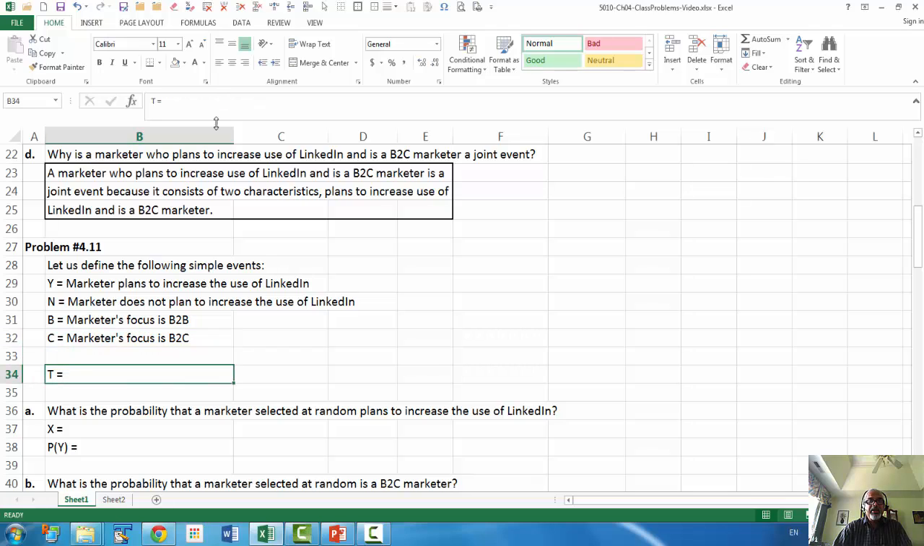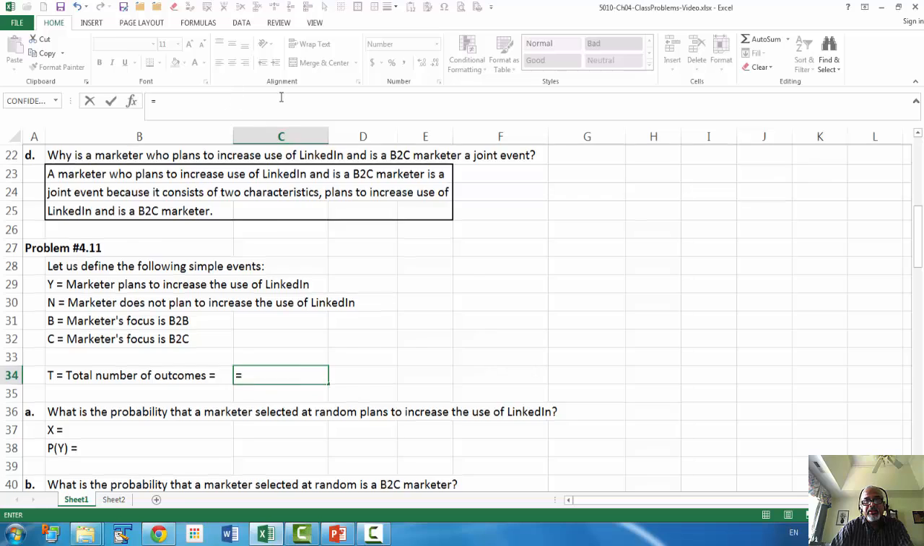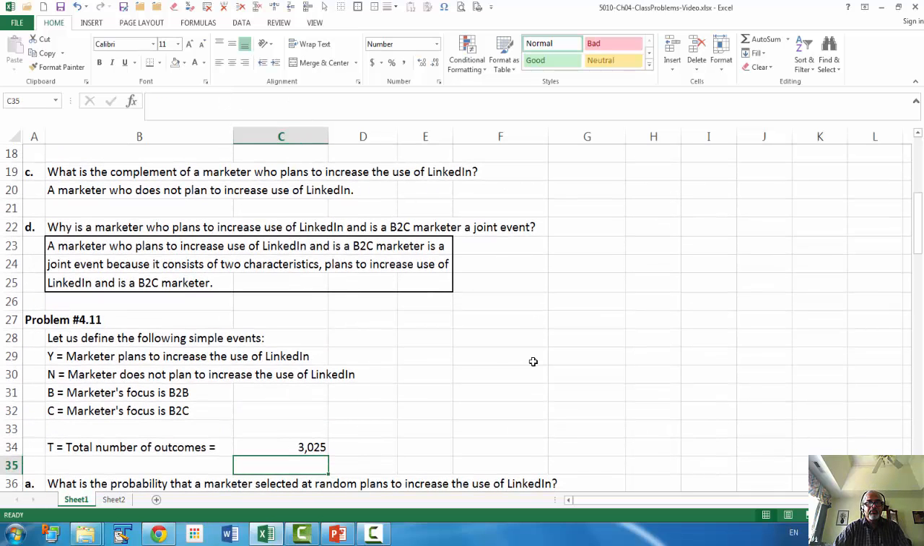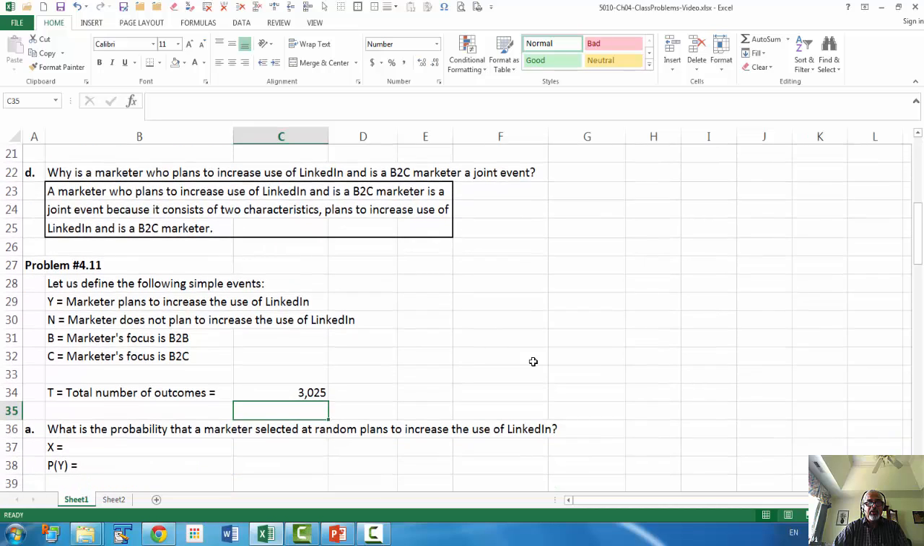Now T is the total number of outcomes, and we know that is this number. Whatever probability we want, we go X divided by T, where X stands for outcomes in the event, either a simple event or a joint event, and that will give us the probability.